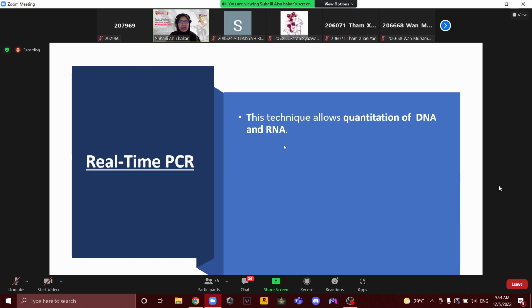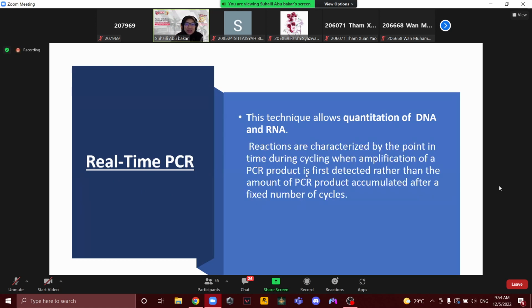It allows quantitation of DNA and RNA. Okay, because scientists now want to quantitate instead of just seeing only the presence or absence of the product. So they want to count, they want to know the amount. Okay, so the name now is real-time PCR. So reactions are characterized by the point in time during cycling when amplification of PCR is first detected, rather than the amount of PCR product accumulated after a fixed number of cycles.